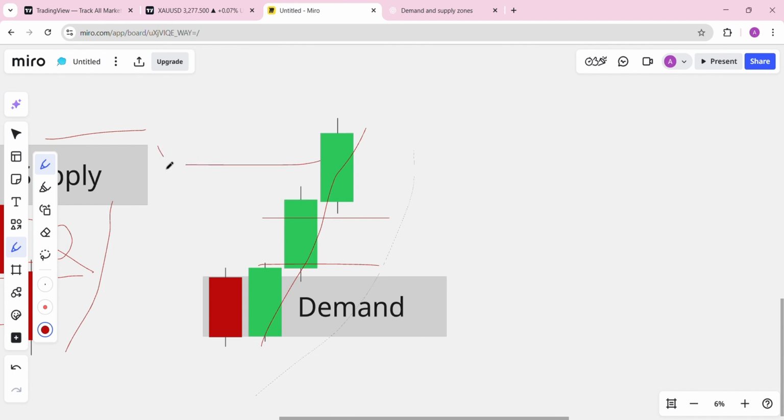Obviously the market must have been coming down before the bullish movement. So once it has broken structure and there's a fair value gap, that is a great zone to mark as your demand zone. So these are the things that you need to put together to have a valid demand zone or supply zone.